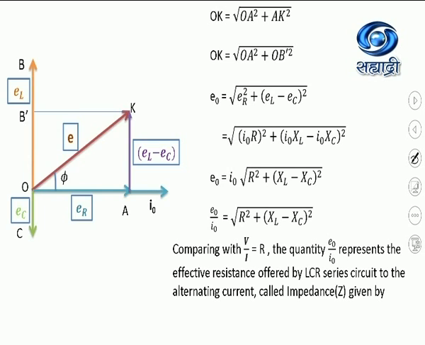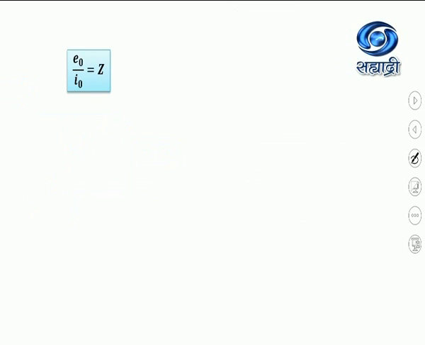If we compare this expression with the expression for Ohm's law, that is V upon I equal to R, resistance, the quantity E naught upon I naught represents the effective resistance offered by the LCR series circuit to the alternating current. And instead of the word resistance, we use the word impedance. So I can say that E naught upon I naught will represent the impedance offered by the LCR series circuit to the alternating current flowing through it. So impedance Z will be root of R square plus (XL minus XC) square.